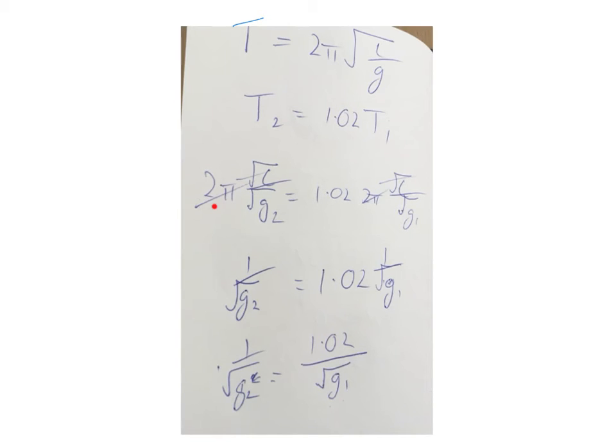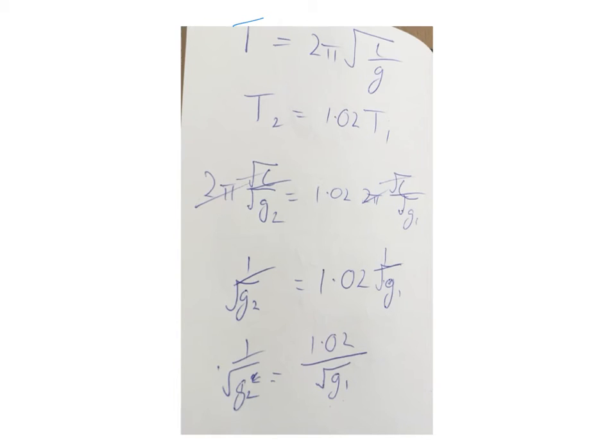Now I've written out 2 pi times the root of L over G for each of them. But I've written out 1.02 before the original one because this period is going to be 1.02 times the old period. I made sure that the G was differentiated as G2 and G1. The new G, new acceleration due to gravity, the old acceleration due to gravity. But we're assuming that the length is going to stay the same throughout, and 2 pi is always going to be equal to 2 pi.